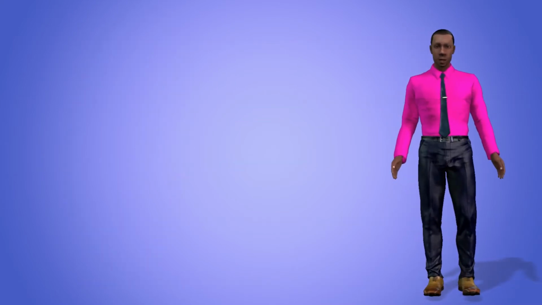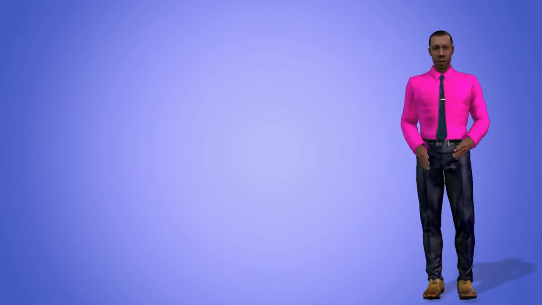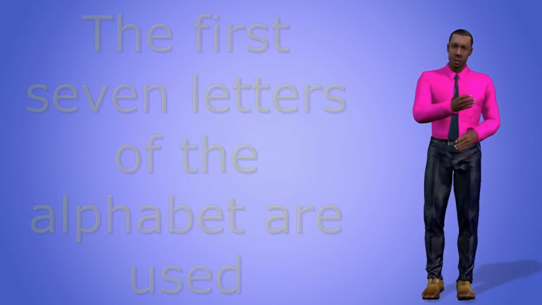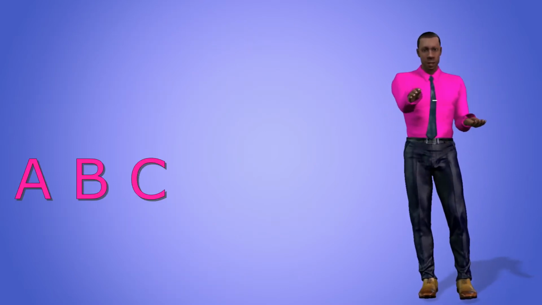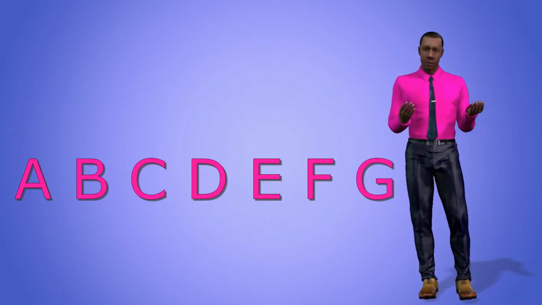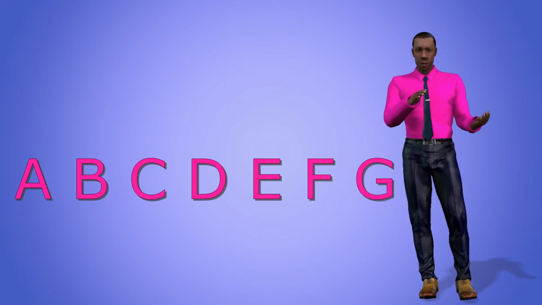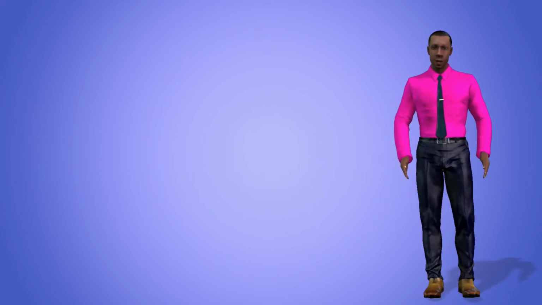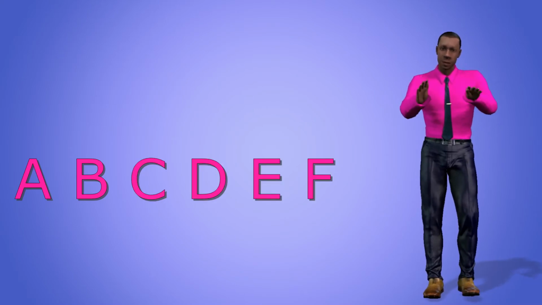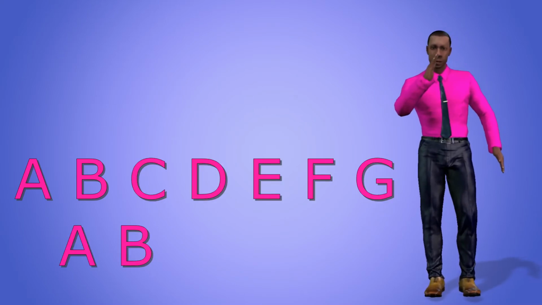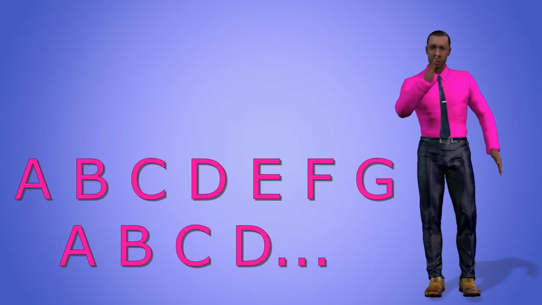In speech or in writing, the notes of music are referred to by letter names. The first 7 letters of the alphabet are used: A, B, C, D, E, F, G. To indicate more notes, we simply use these letters over again: A, B, C, D, E, F, G, A, B, C, D, and so on.